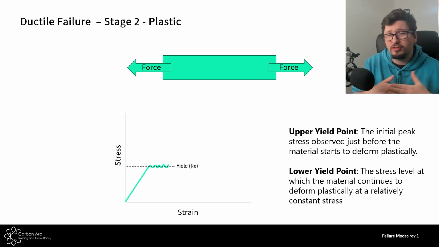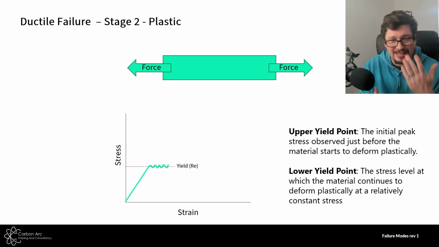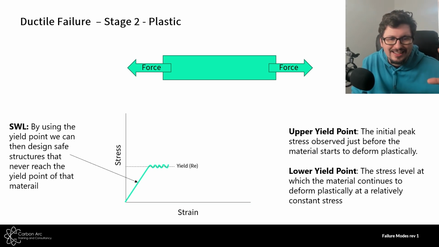Most of the time we only think about the average point, which is the yield, but that's why it bounces around. Because we understand the yield point of this material, we understand where our safe working level, or safe working load, is going to be for the given material we're using.